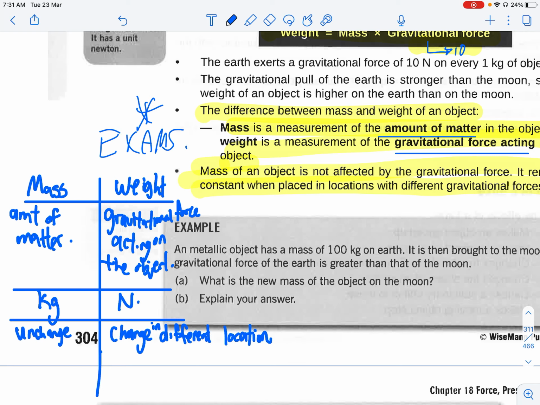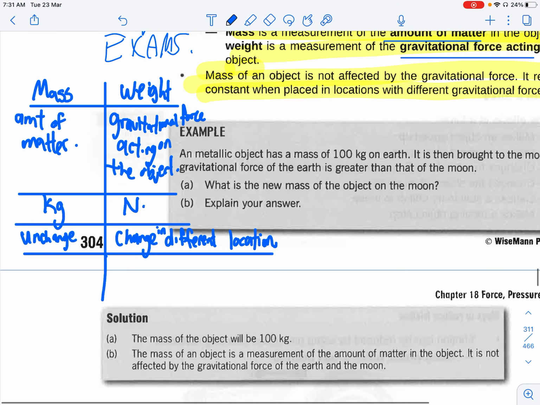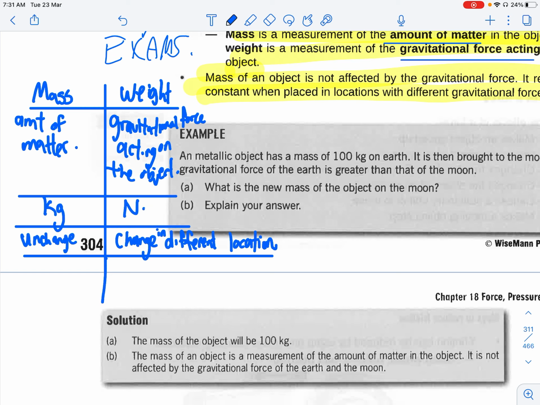Last but not least, how do you go about measuring mass and weight? For weight, you can use a beam balance.